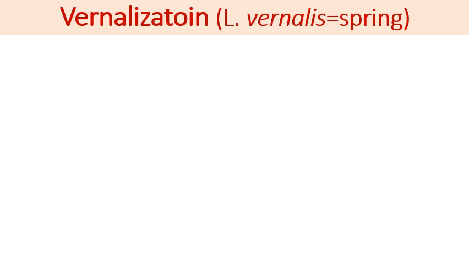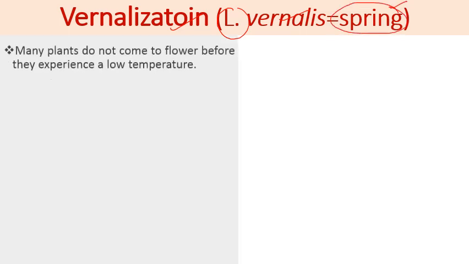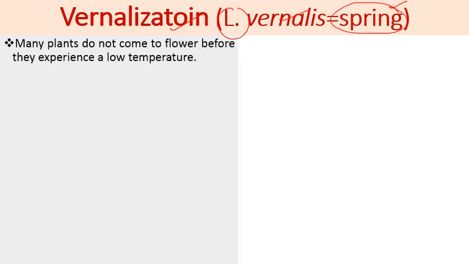Firstly, what is vernalization? This word vernalization has its origin from the Latin word vernalis, which means spring. There are many plants which do not come to flower. They are unable to form flowers before they experience a cold or low temperature. So this stimulus of low temperature is compulsory to initiate flowering in some plants.